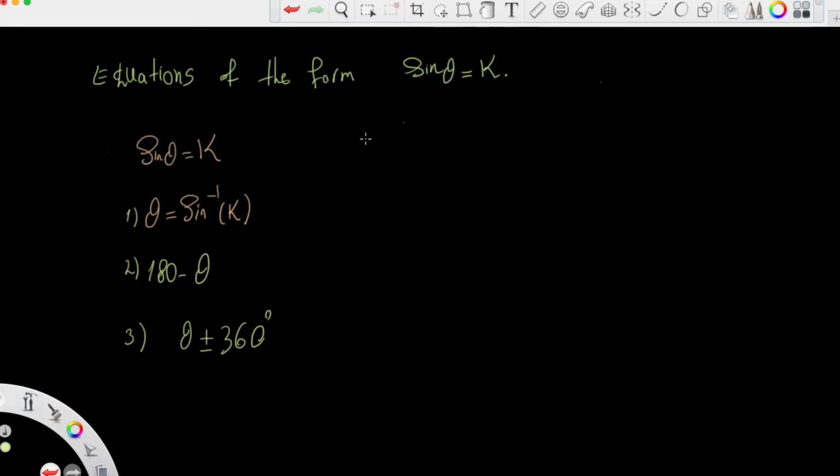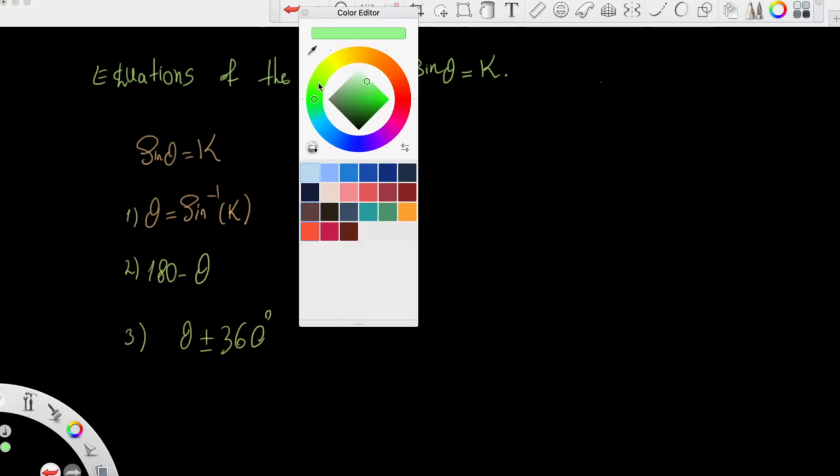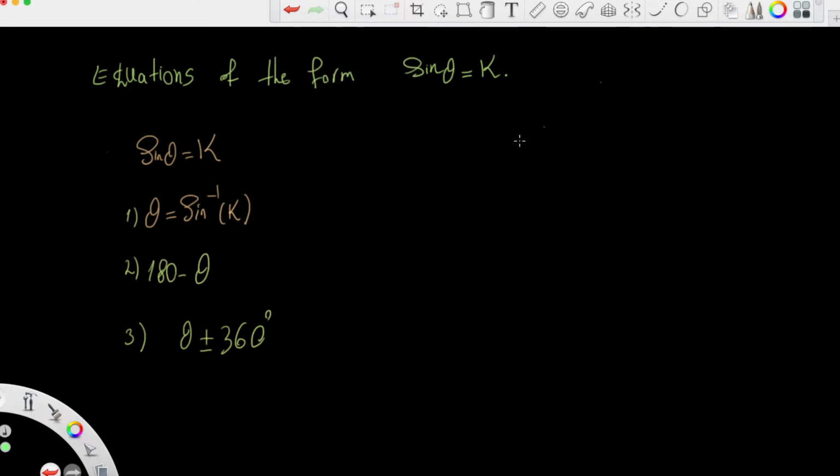But in the exam, definitely you will be given restrictions over an interval for your equation. So as long as these answers lie in the required interval, they will be correct for this equation. So you should check after taking these steps whether they lie in the required interval or not. Let's see one example.